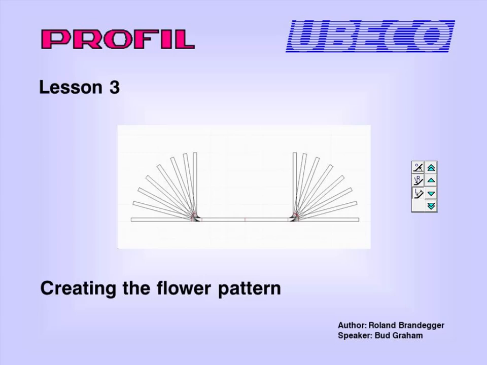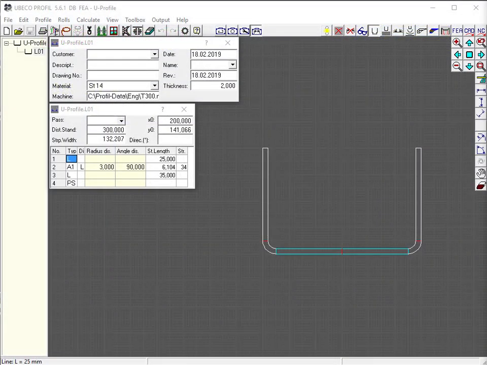In this lesson, I want to show you how to create a flower pattern, first by manually specifying the bending sequence, and then by automatic creation. For this lesson, I will use the simple U profile from the first lesson.